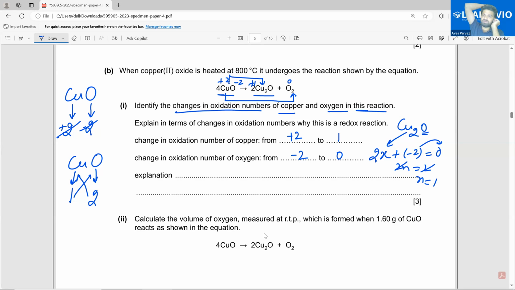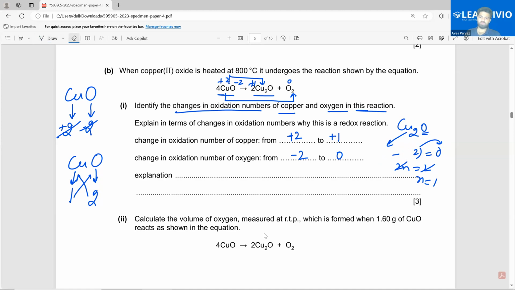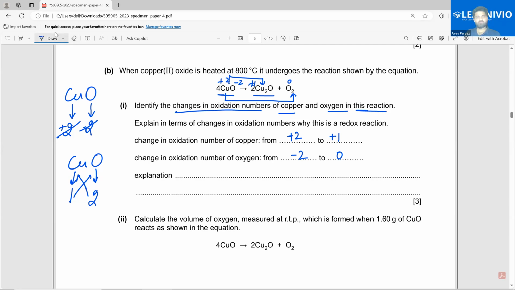Can you tell me in which case oxidation is taking place and in which reduction is taking place? In the second one, oxidation or reduction? Oxidation. And in the first one, reduction. Why? Answer me why it is so. The second one is oxidation, from -2 to 0.